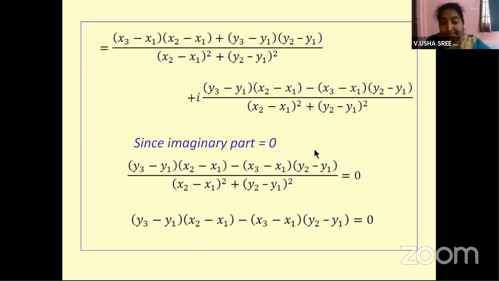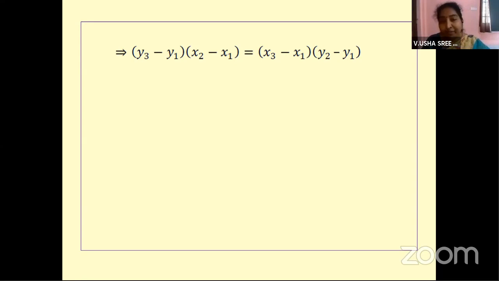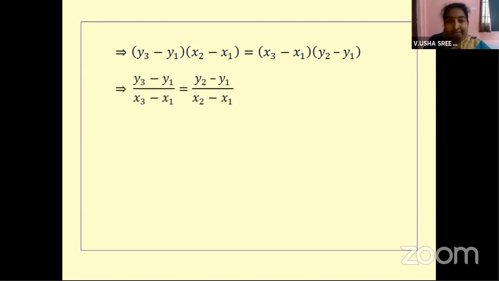Okay, now this minus term, we will send it to the other side. You will have it as y3 minus y1 into x2 minus x1 is equal to x3 minus x1 into y2 minus y1. Now, we will rearrange these terms like this. I can always get this x3 minus x1 as the denominator to the left hand side, and this x2 minus x1 can be sent to the other side. So we will be left with (y3 minus y1) by (x3 minus x1) is equal to (y2 minus y1) by (x2 minus x1).